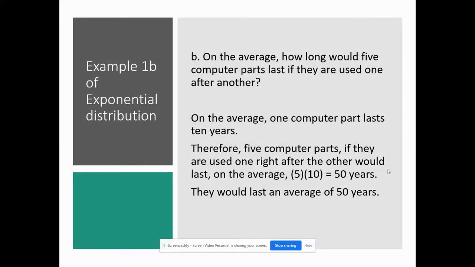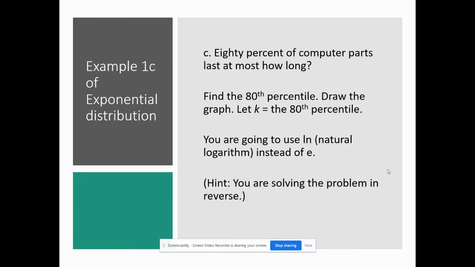Okay, on average, how long would 5 computer parts last if they were used one after each other? So remember, we knew on average one computer part lasts 10 years. So if they're going to use them one after another, computer part A, then B, then C, then D, then E, all you're going to do is multiply the 5 computer parts times the average years, so you get 50 years.